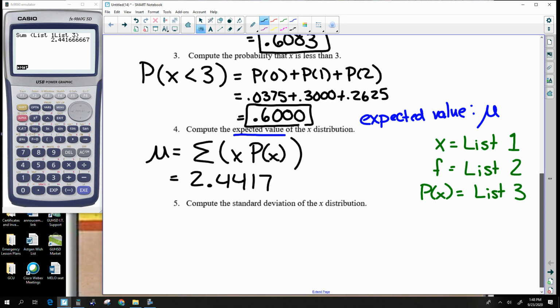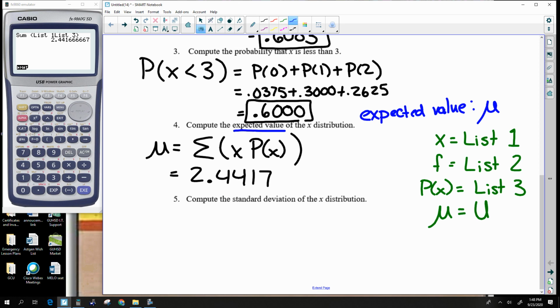All right. And so one more time, what I'm going to do is I'm going to teach you how to store something in your calculator. And I am going to store this letter mu as the letter U. How I do that, okay, when I was storing the px, it was a list. So what I had to do is I had to take the list answer and store it as list 3. Similar.